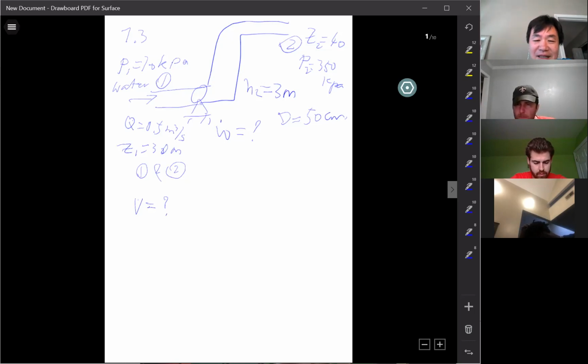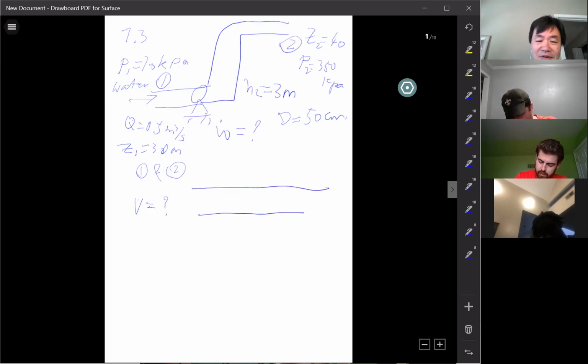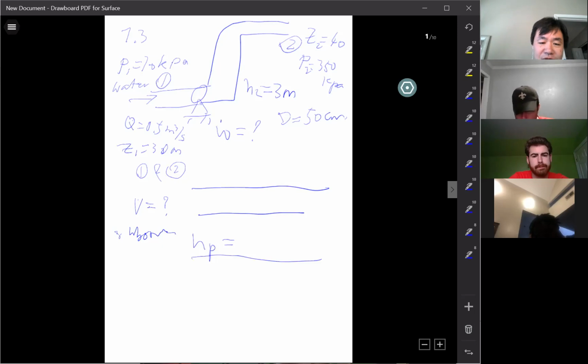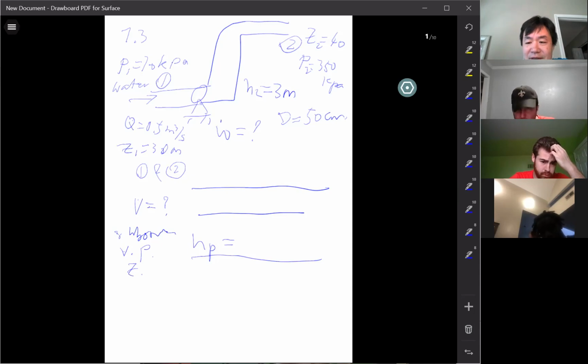Okay, now, next is to substitute the values into this equation you wrote down. This is the equation, this is the velocity. Now, substitute the values to calculate the HP. This is the third step: substitution of the known values, velocity, pressures, elevations. So HP is your only unknown in that equation, right? Go ahead and calculate HP now.